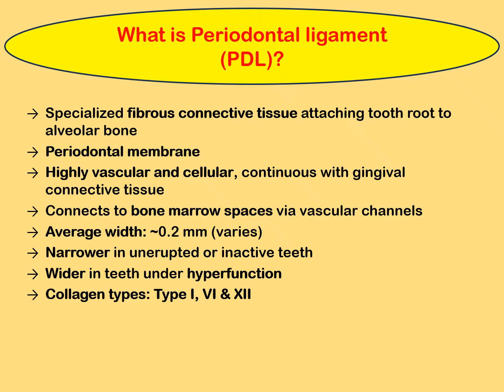It is highly vascular, meaning that it has good blood supply, and it is cellular. It contains many cells, and the vascular channels connect the PDL to bone marrow spaces. Approximately its width is 0.2 mm, but it varies, and it is narrower in unerupted or inactive teeth. During hyperfunction, the PDL becomes wider. Periodontal ligament mainly contains collagen type 1, 6 and 12.